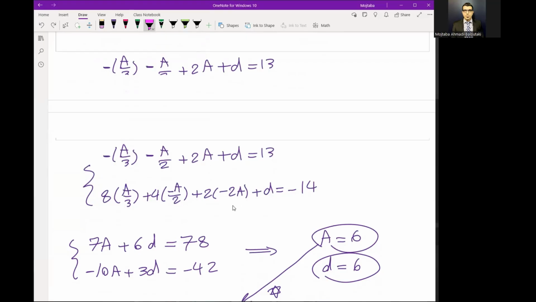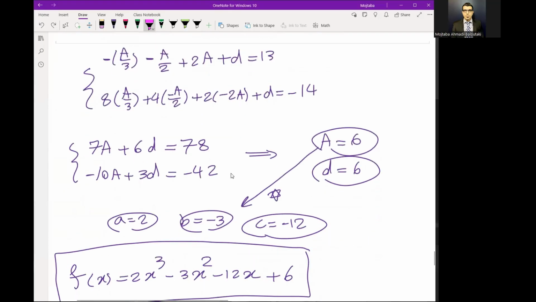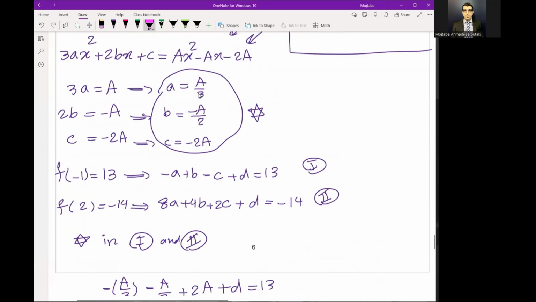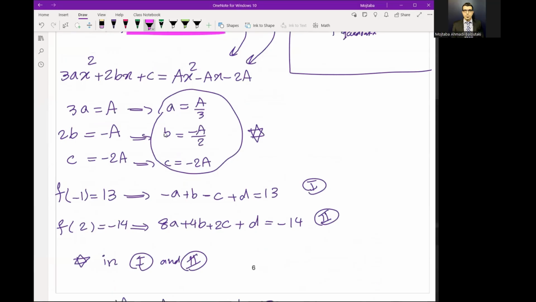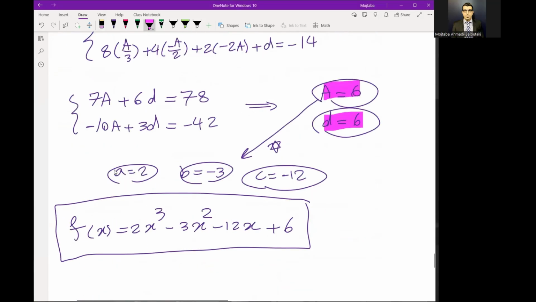With this kind of trick, right, we reduce our equation into these two, which is easy to solve. We can find A to be 6 and D to be 6 as well. Okay, both we get 6, great. And now we have A, right? We can go back to this equation, A star, to find a, b, c, right? Let me find them here. That's a, b, c. So our polynomial is going to be 2x cubed minus 3x squared minus 12x plus 6.